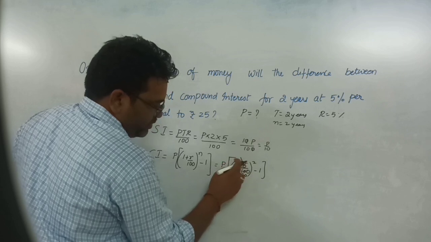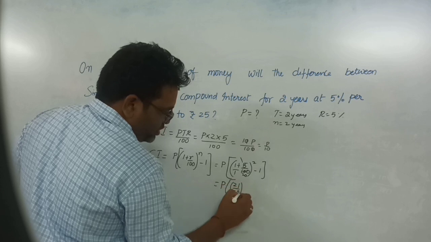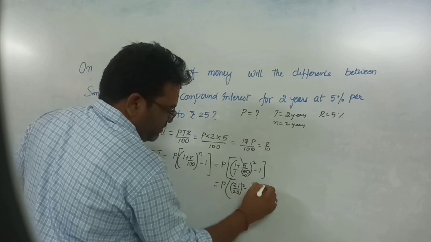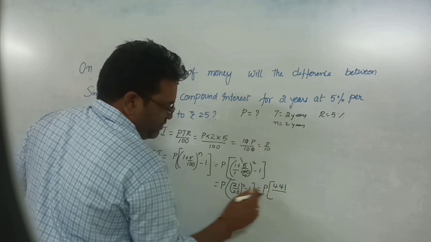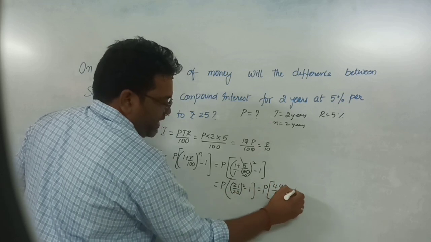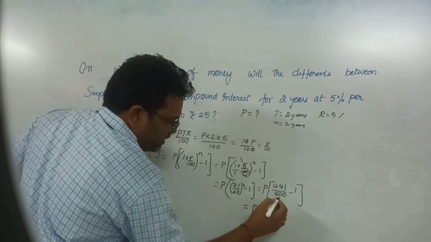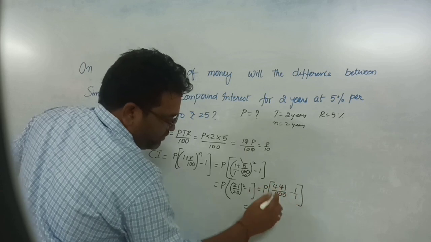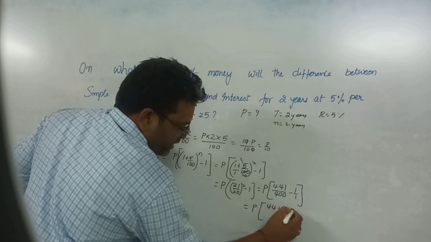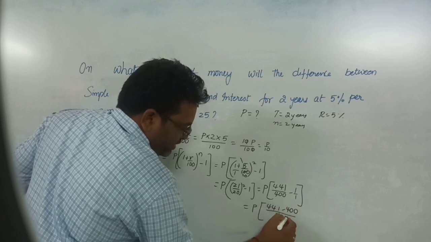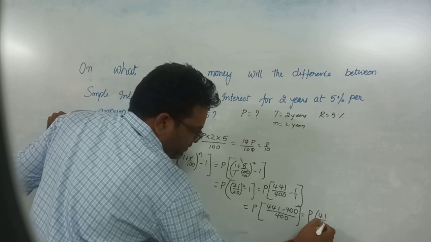20 into 1 is 20, 20 plus 1 is 21, so it is 21 by 20 whole squared, minus 1. That means P into (21 squared is 441 divided by 20 squared is 400, minus 1). Then P into (441 minus 400) divided by 400. So the value is P into 41 by 400.